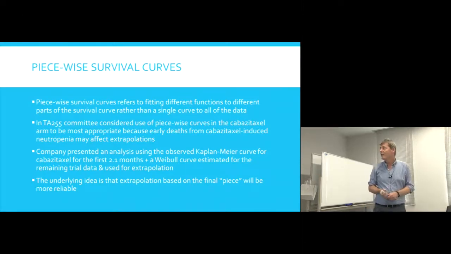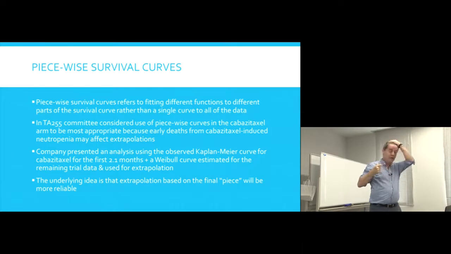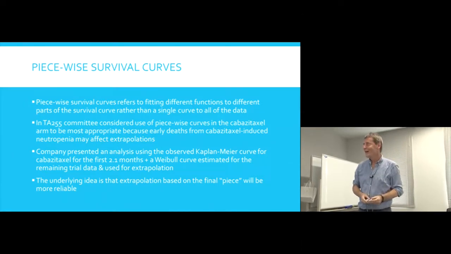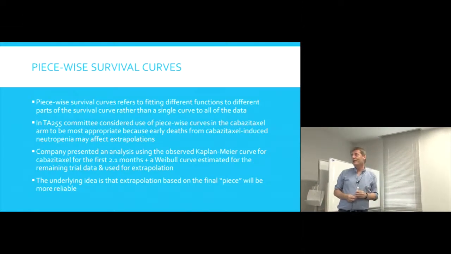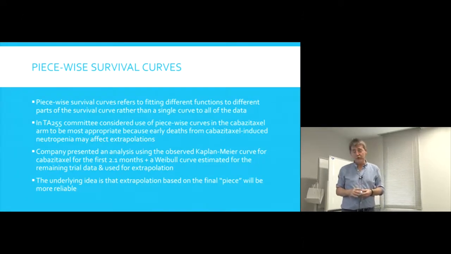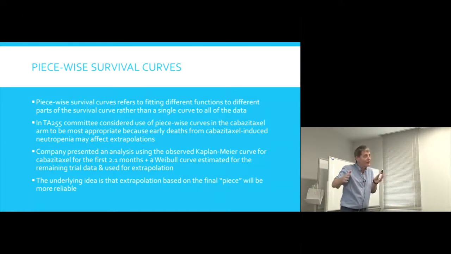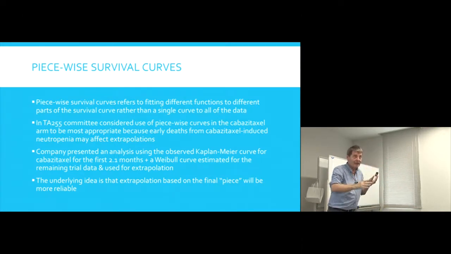So one example here was cabazitaxel, which is treatment, I think it's prostate cancer, metastatic prostate cancer, if I recall correctly. And what they found was that in the data, early on, there were quite a few deaths in the trial from cabazitaxel-induced neutropenia. And then if you survived that first phase of treatment, these deaths ceased. And so the next piece of the survival curve was a different shape from the first piece. The first piece was quite high hazard rate, but it was short-lived. Then the second piece was people dying at a much lower rate.